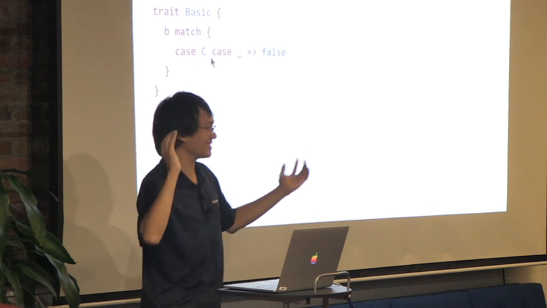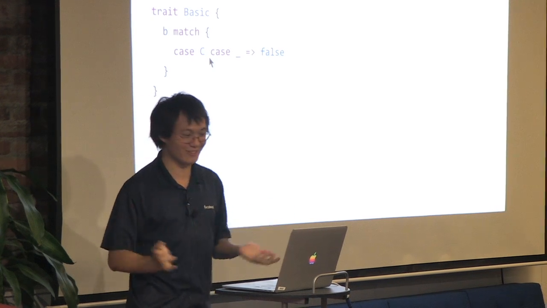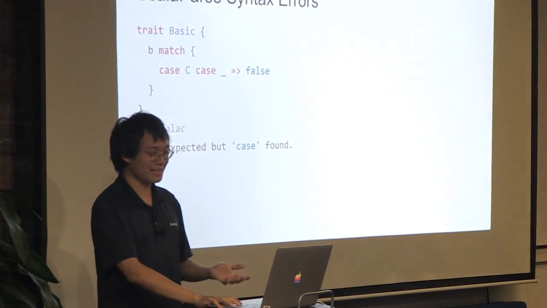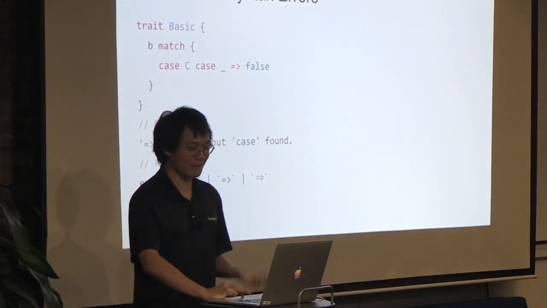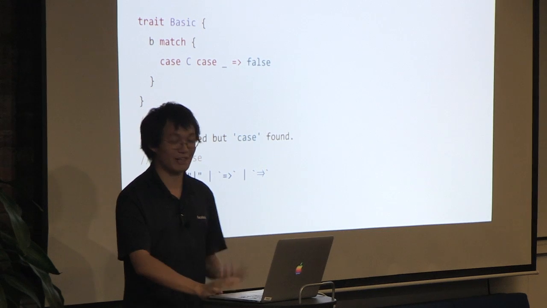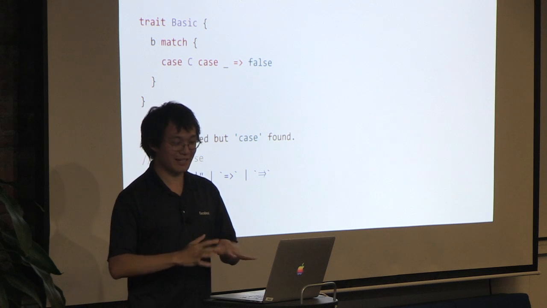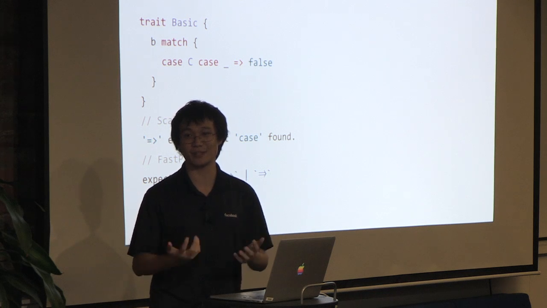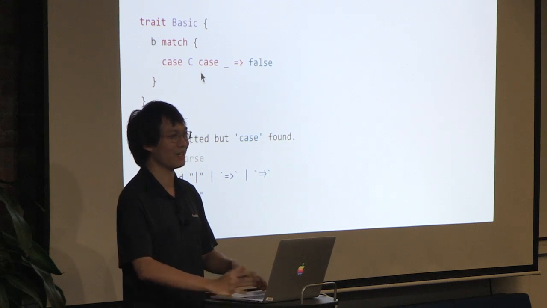What's wrong with this syntax? I have two cases, and I need like an arrow or something in between the two cases in order to make it work. So scala-c says error expected but case found. FastParse says I expected either a pipe arrow or a Unicode arrow, and I found a case, which is comparable, except for the fact that in the FastParse Scala parser, I did not put any effort to try and collect this information. It's all done automatically. And it's arguably more correct, because you could have put a pipe here, and it would have continued parsing.